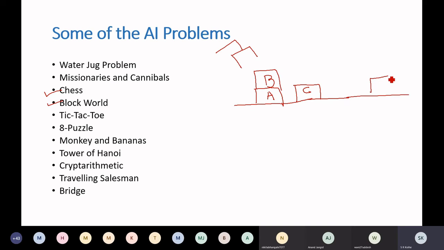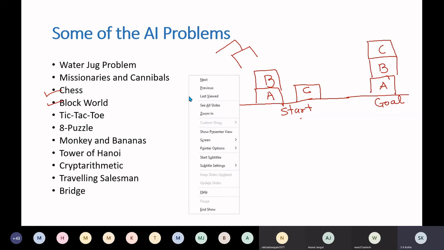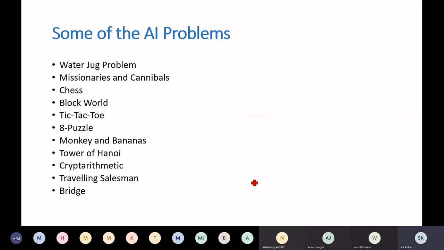Final state might be something like that. You want block A on table, block B on block A, and block C on block B, like this. So this is the initial state, start state, and this is the goal state. So how this robot arm will convert the start state into the goal state, you will have to write a program. That is the block world problem. Understood? Understood the block world problem?